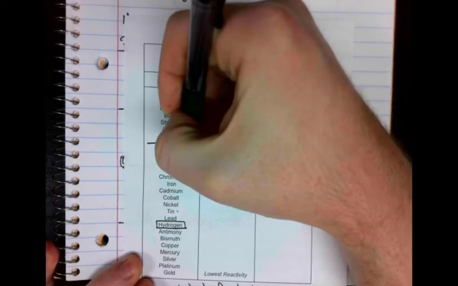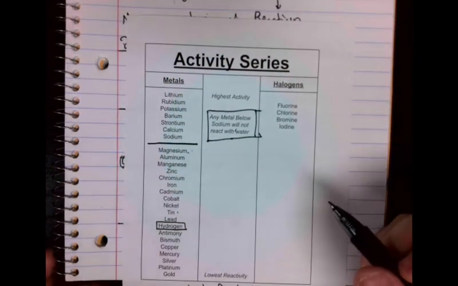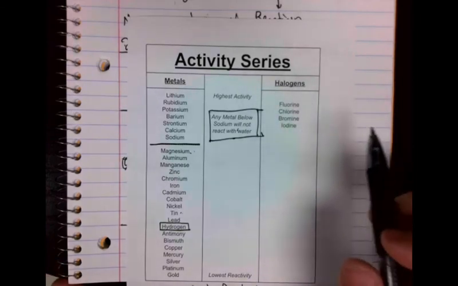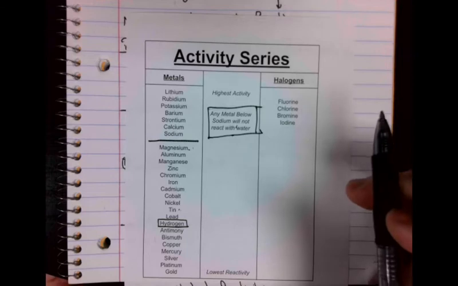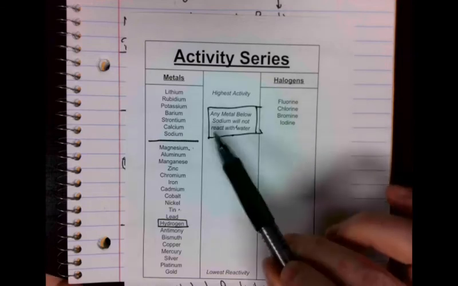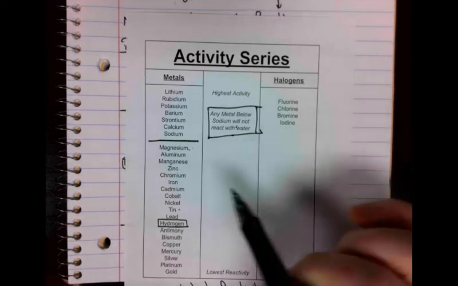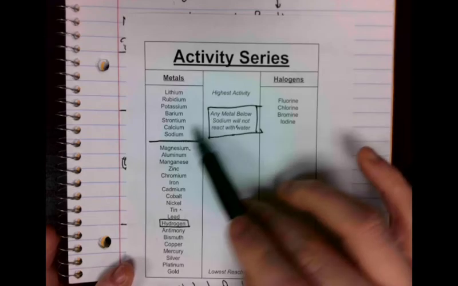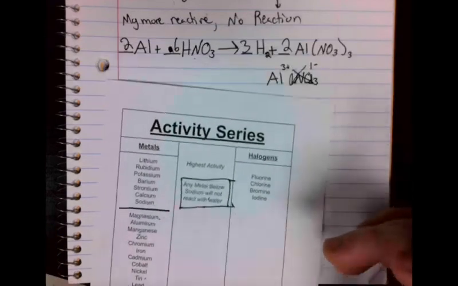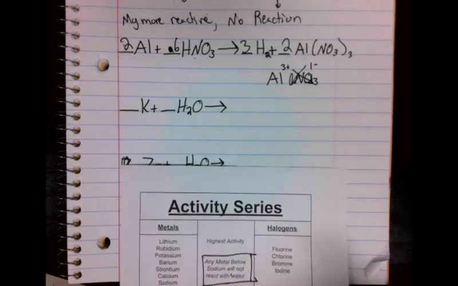Any metal below this line right here, drawn in below sodium, will not react with water. Lithium, rubidium, potassium, barium, strontium, calcium, sodium. All of those will react when placed into water, but anything below that line will not react with water. Even though water has hydrogen as its first element, only these metals are actually good enough to beat out H2O and make it turn into something and then H by itself.